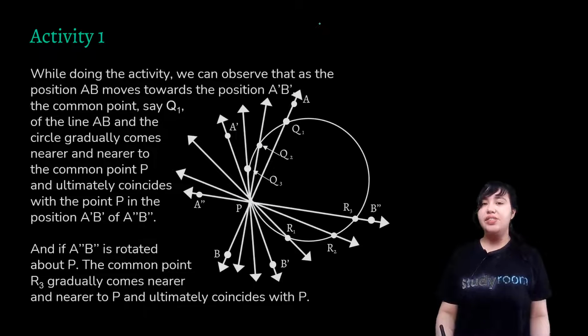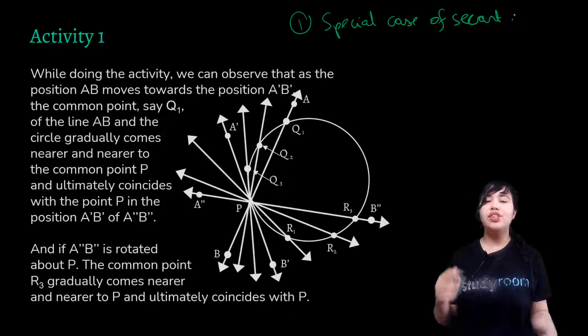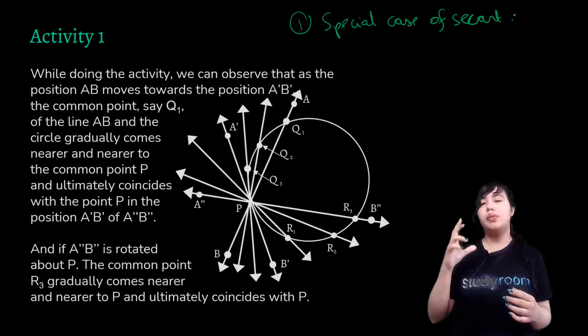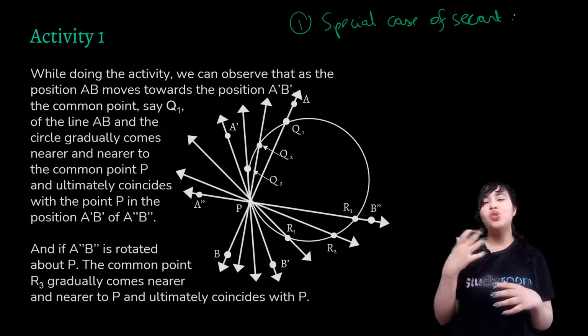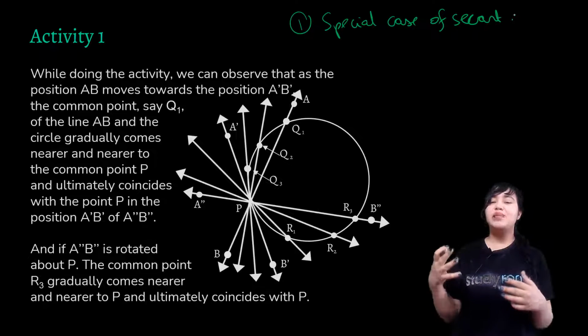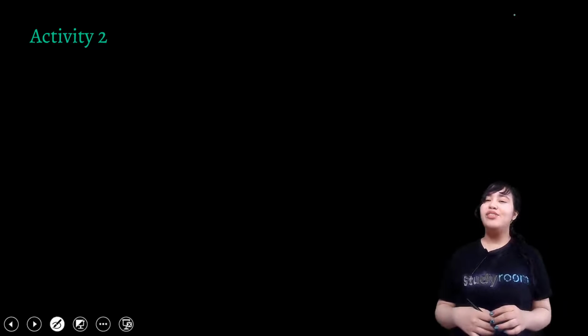So from this activity, we can draw one conclusion, which is that tangent is a special case of secant. I hope you remember what secant was. Secant was a line which was meeting the circle at two common points. So basically for a tangent, we can say that those two common points are coinciding. That makes it a special case of a secant only. Then time for activity number 2.